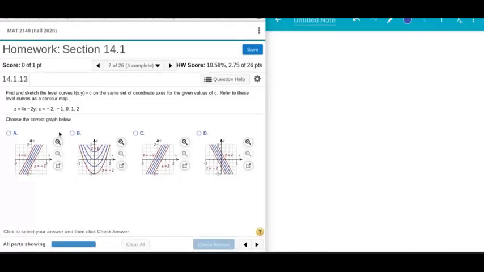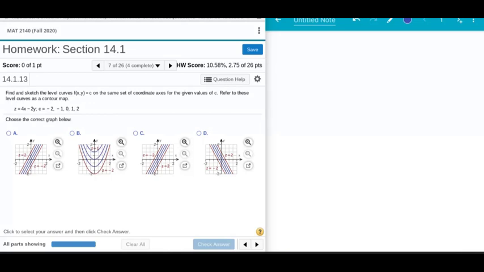So for level curves, you take your function and you set it equal to constants. And then that way you find all the level curves at that particular elevation. So this question is saying to specifically look at when z is these values from negative 2 to 2. And so all you do is you take your z and you set it equal to negative 2, negative 1, 0, 1, and 2. So let's just do a couple of them.